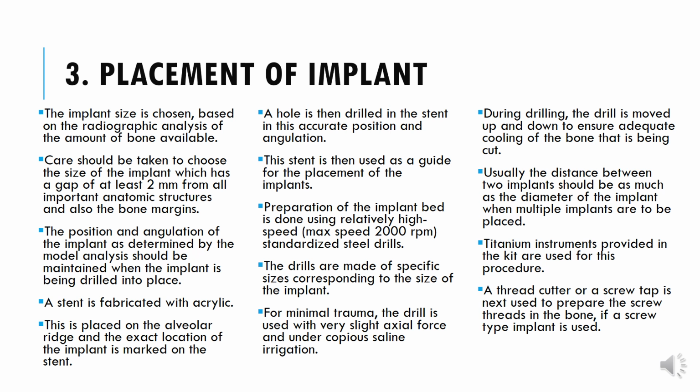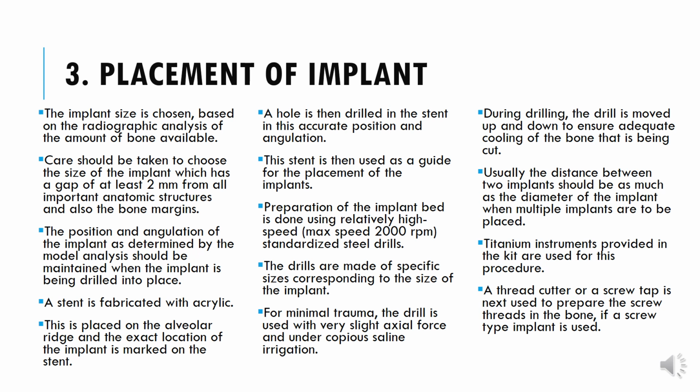The position and angulation of the implant as determined by the model analysis should be maintained when the implant is being drilled into place. A stent is fabricated with acrylic. This is placed on the alveolar ridge and the exact location of the implant is marked on the stent. A hole is then drilled in the stent in this accurate position and angulation. The stent is then used as a guide for the placement of the implants.